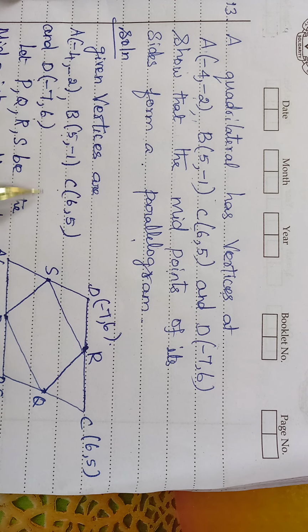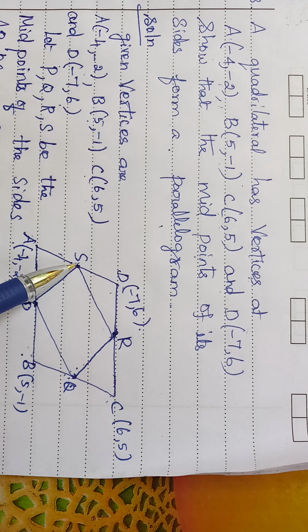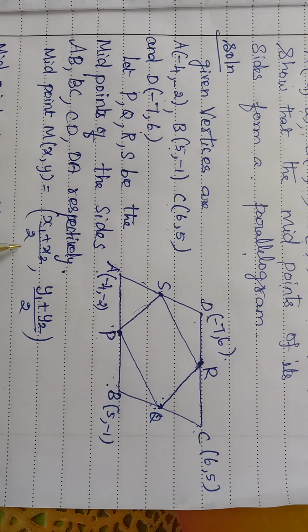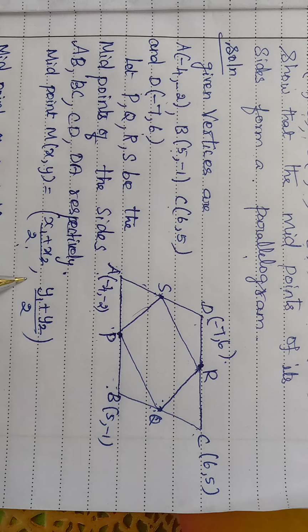So how can we do it now? It is mentioned P is the midpoint of AB, Q is the midpoint of BC, R is the midpoint of CD, S is the midpoint of AD. So by using the midpoint formula, let us find the midpoints. What is the midpoint formula? Do you remember? (x1 plus x2) by 2 comma (y1 plus y2) by 2. First of all, let's find the midpoint of AB. We get the point P.